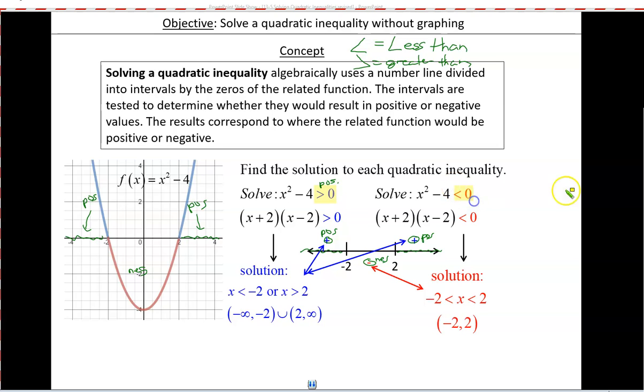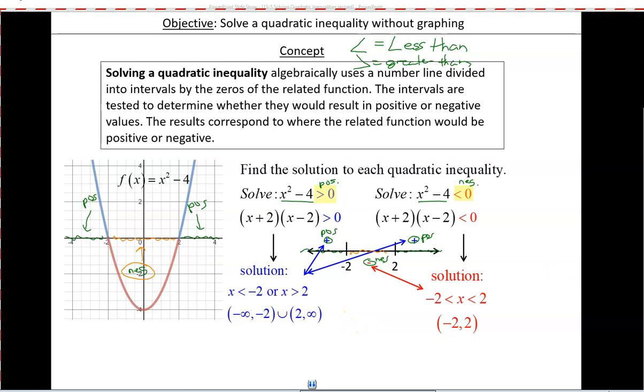So this one now, it's still the same function, still x squared minus 4, but now we have less than 0, and numbers less than 0 are negative numbers. So that tells us the solution here is this negative section in the middle, and that's what we're looking at here. And that is from -2 to +2 in the middle with its interval notation.